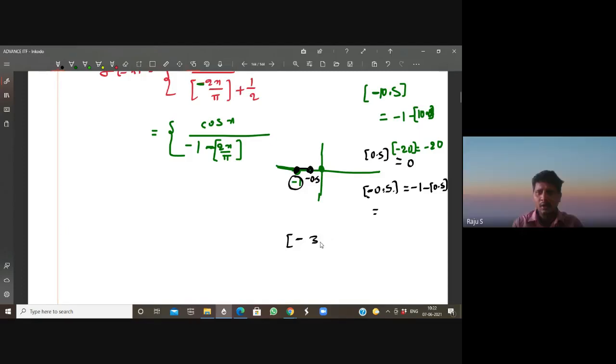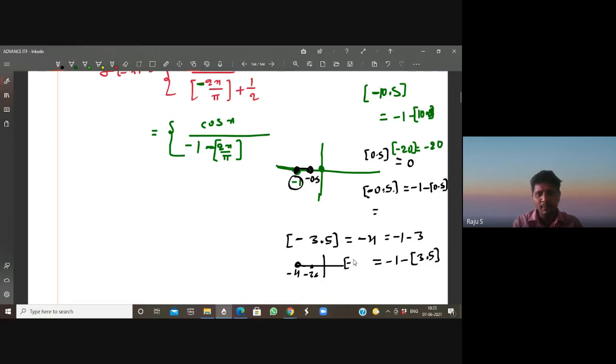Take 3.5. What is the greatest integer of minus 3.5? We are going to get minus 4, the left side integer of minus 3.5. Minus 4, am I right? So this answer is actually minus 4. Can I write minus 1 minus 3? Shall I write minus 1 minus the greatest integer of 3.5?